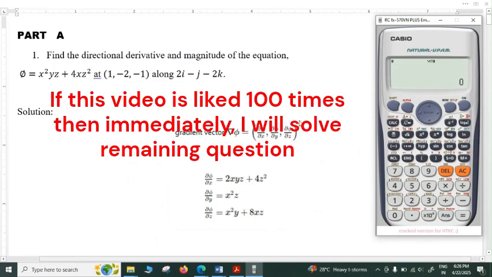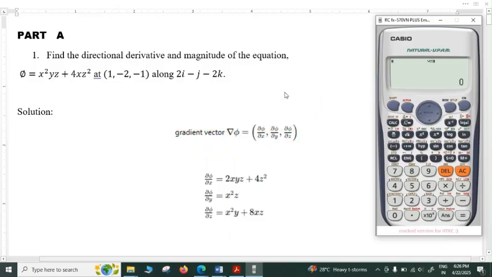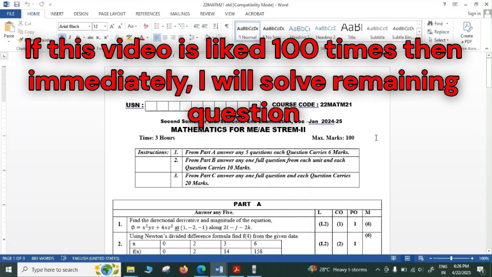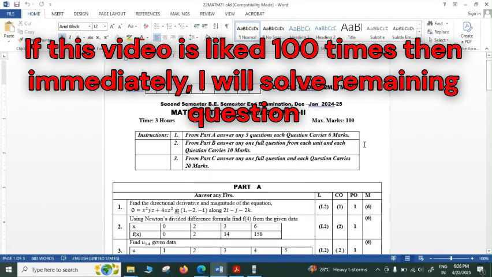Hello students, today we are going to solve some simple problems. Yes students, here you can see we are going to solve a question paper. Very recently we got this question paper 22 MAT 21. So look here students, what are the instructions given here?